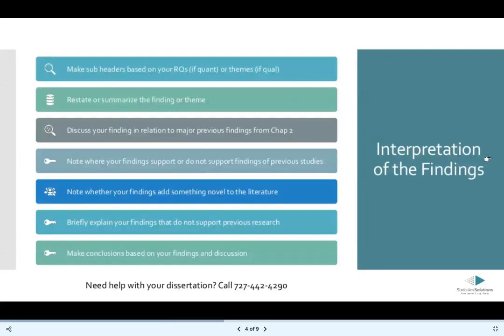So the interpretation of the findings is going to be the meat of the chapter. Throughout your paper, you'll make conclusions and recommendations for practice or further research, and each of these will stem from the interpretations of the findings. So it's important that you have a solid foundation for all of those elements.